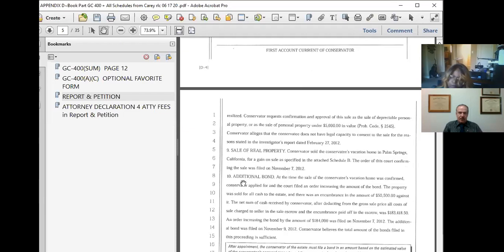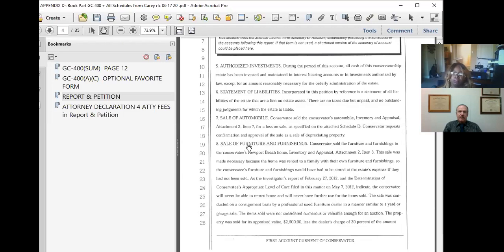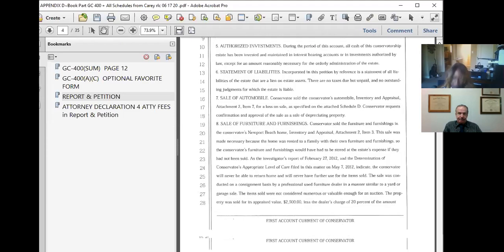Now, see where it says additional bond. Why would it say that? You did an inventory and appraisal and your bond was for enough cash, right? Well, we have to consider, see this house? It's no longer a house. What is it? It's cash. Up top, see the furniture you sold? It's no longer non-cash. It's cash. See the automobile you sold? That's also now become cash.